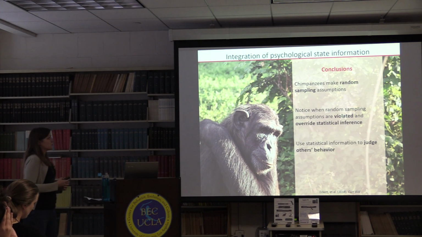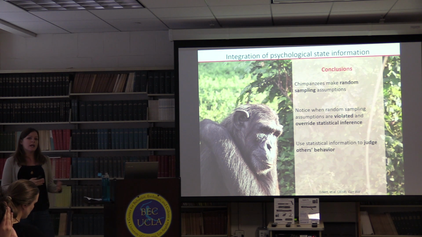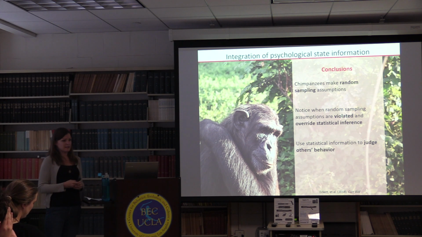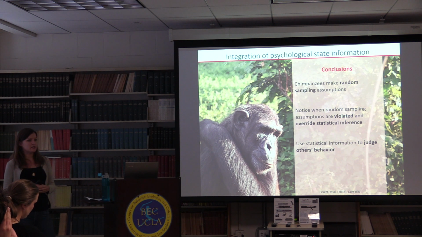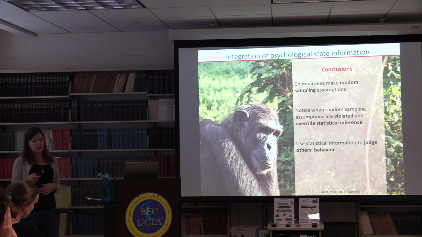So what we could take home from this study was that chimpanzees do make random sampling assumptions, and they notice when these random sampling assumptions are violated by biased experimenters. And in such cases, they are able to override the statistical inference accordingly. Also, we could show that chimps used statistical information, in particular a violation of statistical likelihoods, in order to infer the preferences and behavior of others.